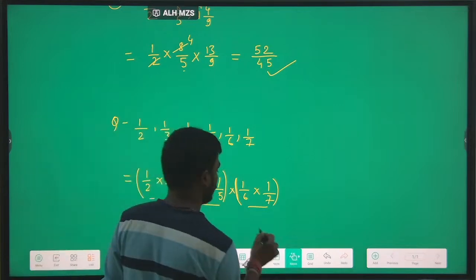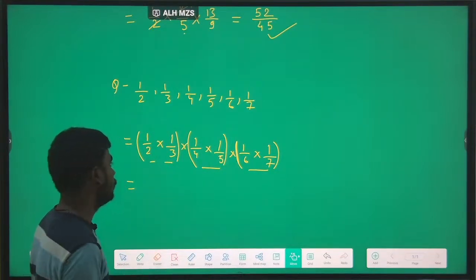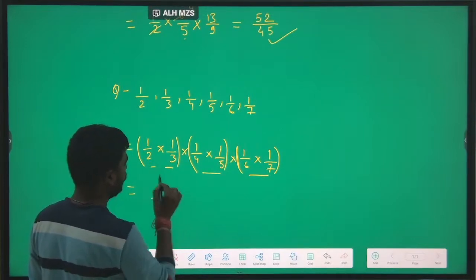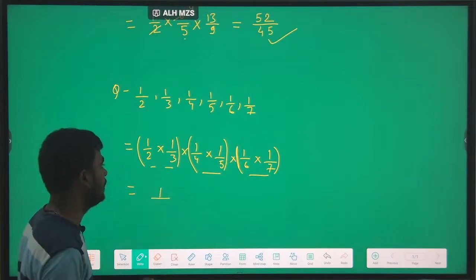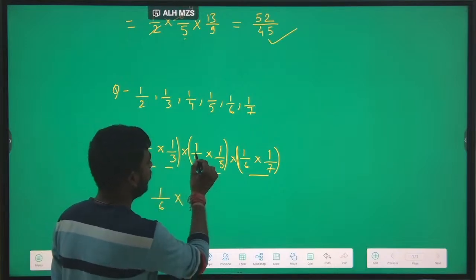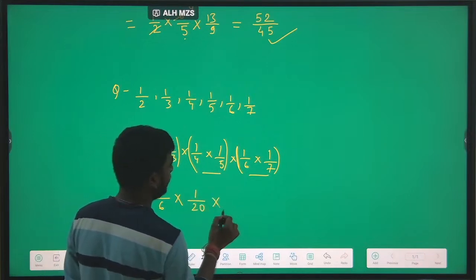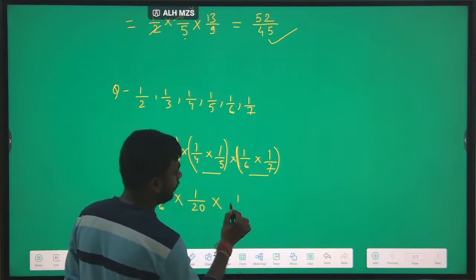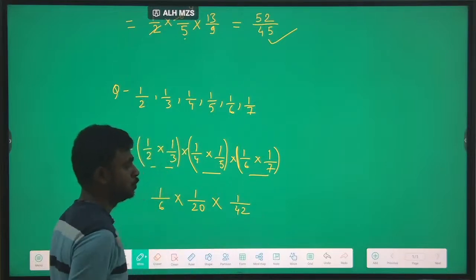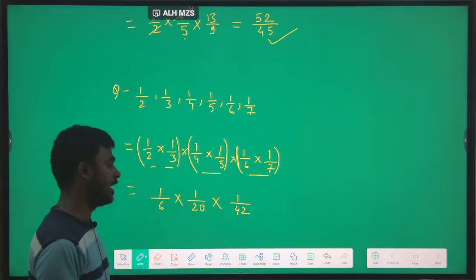So first of all we are solving these two. 1 into 1 will be 1, and 2 into 3, that is the denominator, 2 into 3 will be 6. Then 1 into 1 will be 1, 4 into 5 will be 20. Similarly for this part, 1 into 1 will be 1 and 6 into 7 will be 42. So we have converted these 6 fractions into the multiplication of 3 fractions.